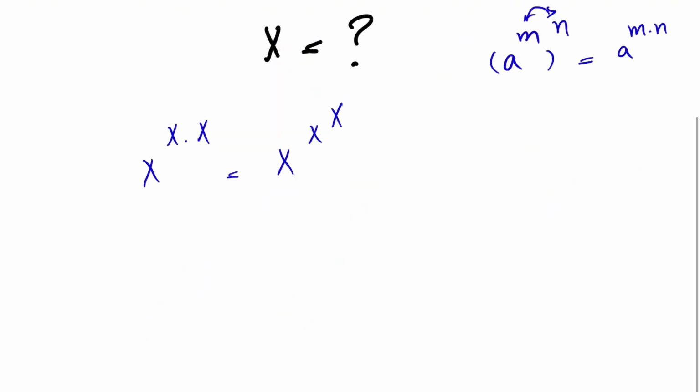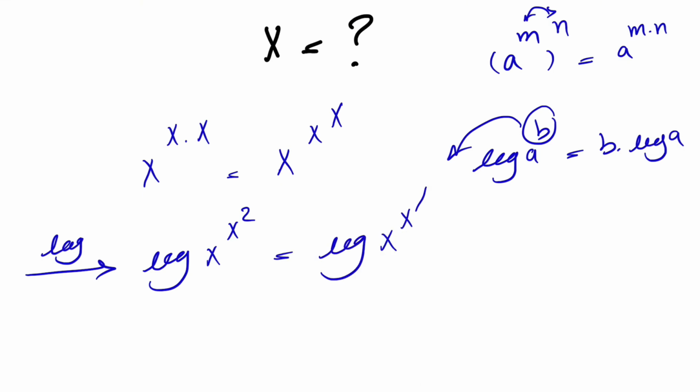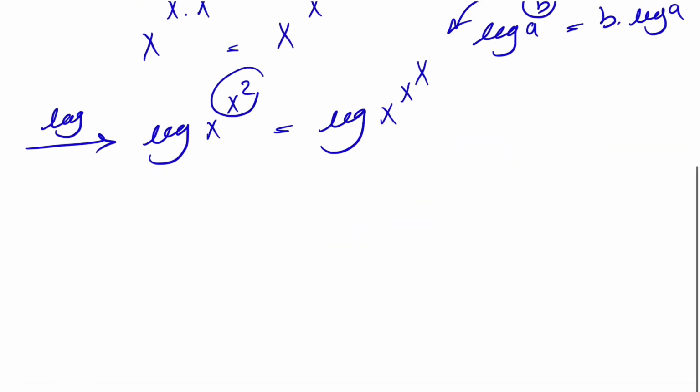And one common strategy with these kinds of questions is that we can take the log on each side, and the reason is that when we have the log of a to the power of b, this b can go in front of the log, so it will be b times the log of a. So here we have the log of x to the power of x times x, which is x squared, is equal to log of x to the power of x to the x. So this can go in front, and also this can go in front.